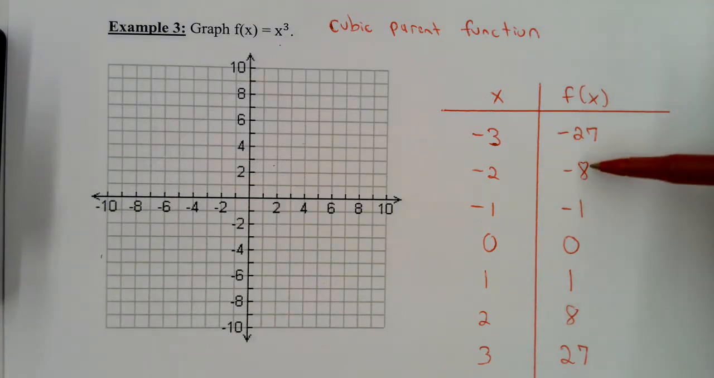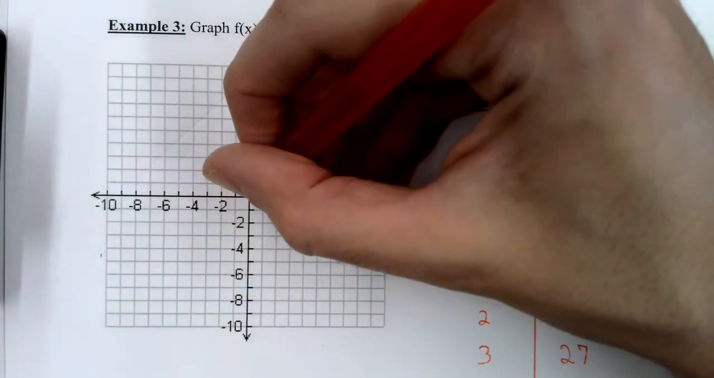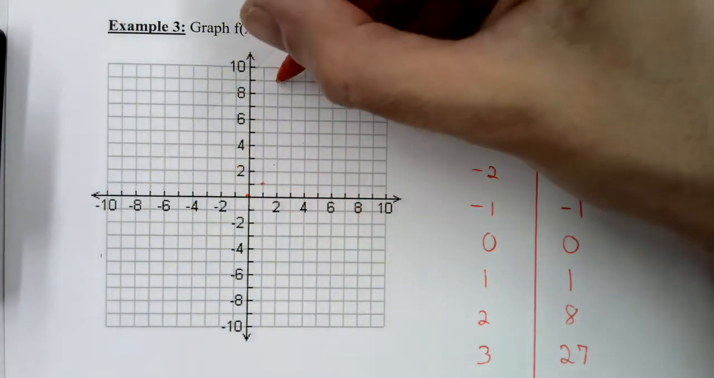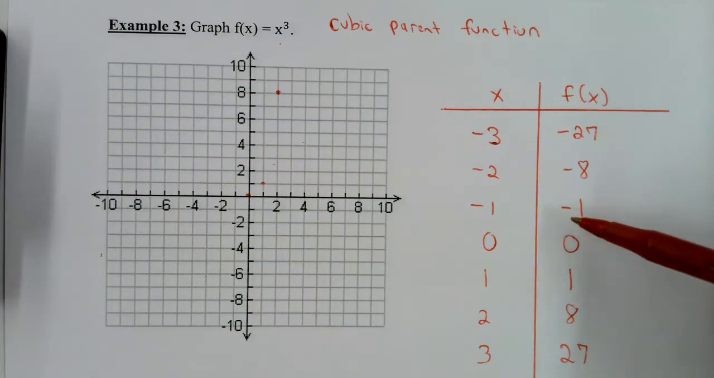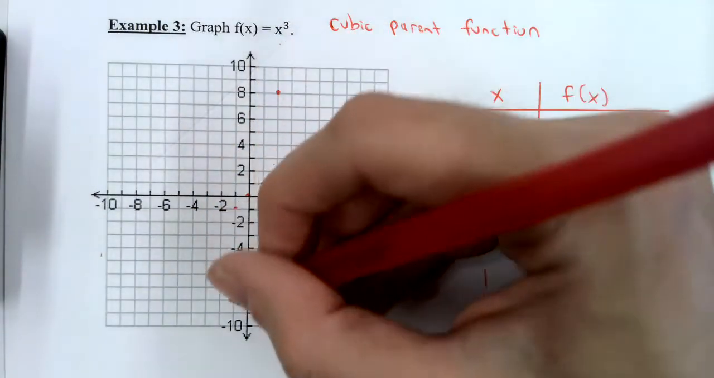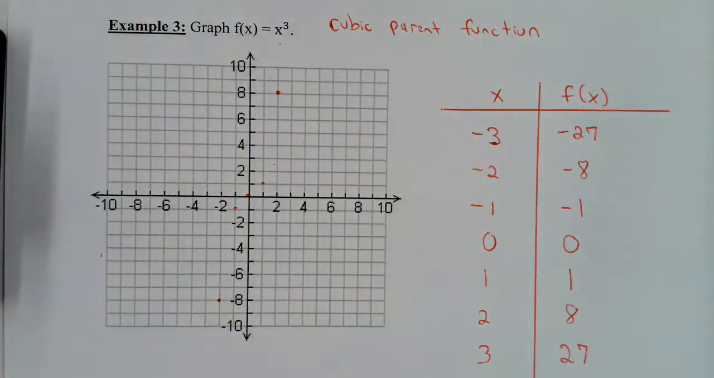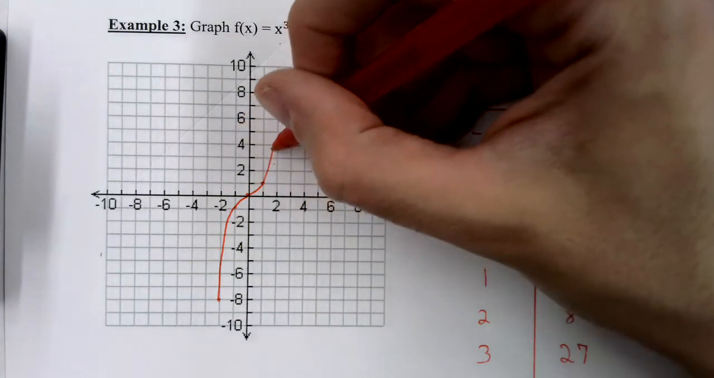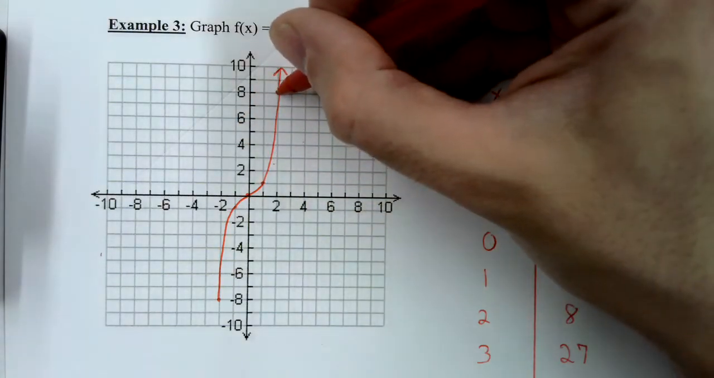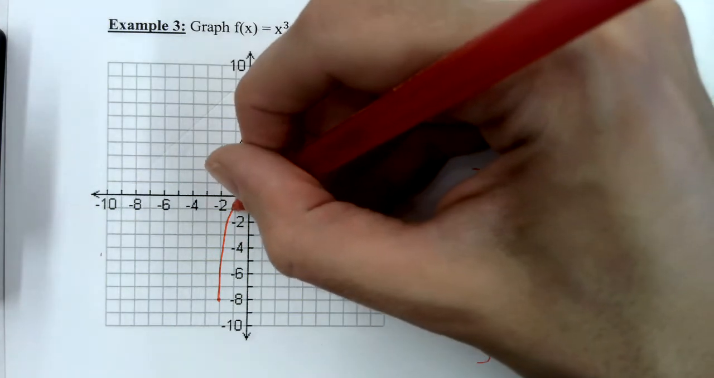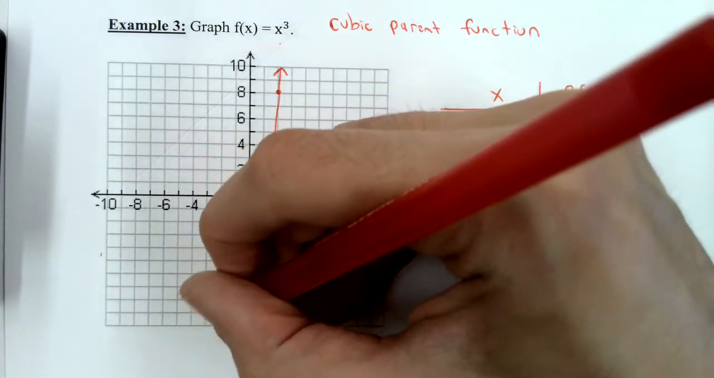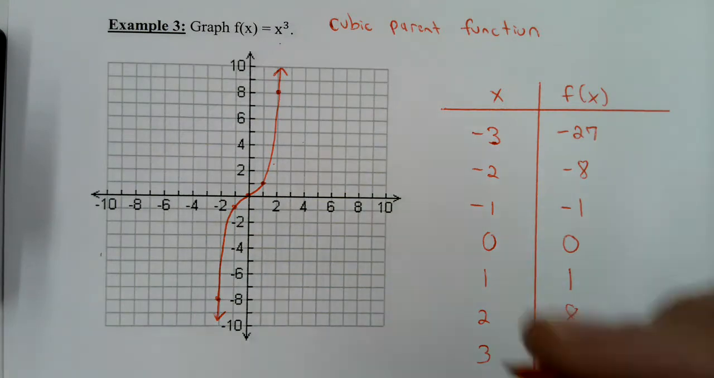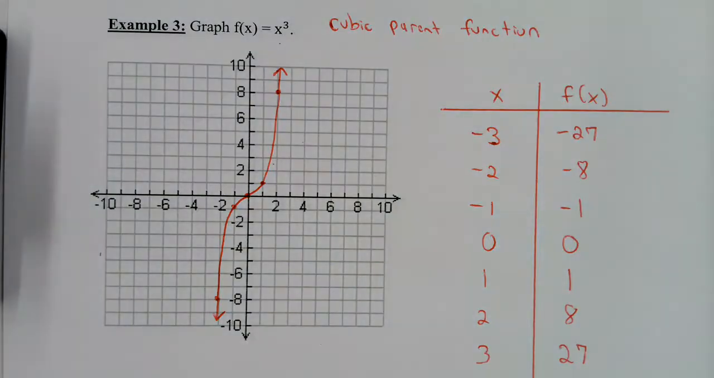Okay. So 0, 0. Got 1, 1. We got 2, 8. Then we had negative 1, negative 1. And we had negative 2, negative 8. Right. So this is going to be the graph right here. That is the cubic parent function. So again, try to commit the shape to memory. It'll be helpful going forward.